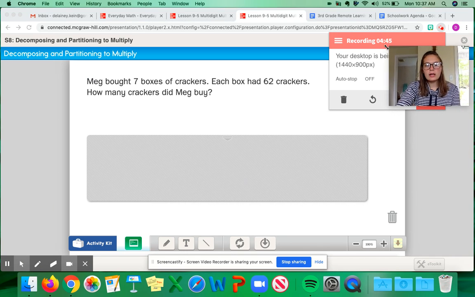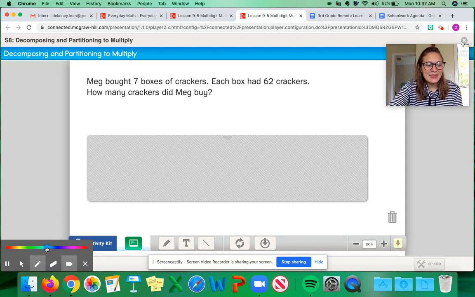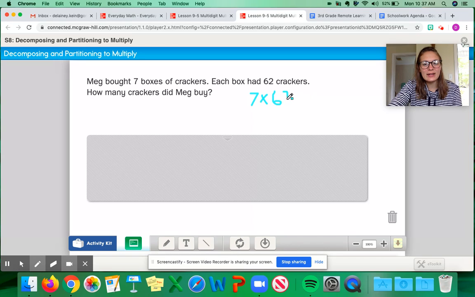Okay, so let's try to solve this next problem. It says Meg bought 7 boxes of crackers. Each box has 62 crackers. How many crackers did Meg buy? Okay, this multiplication equation looks like 7 boxes with 62 crackers in each box. Who here knows 7 times 62 off the top of their head? No one? No, me neither.